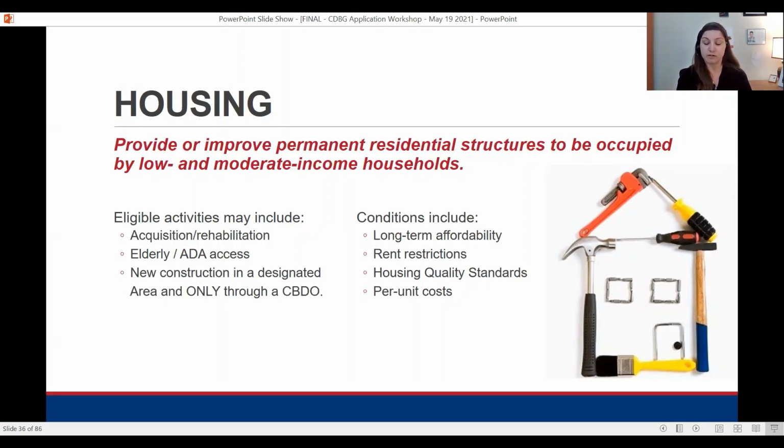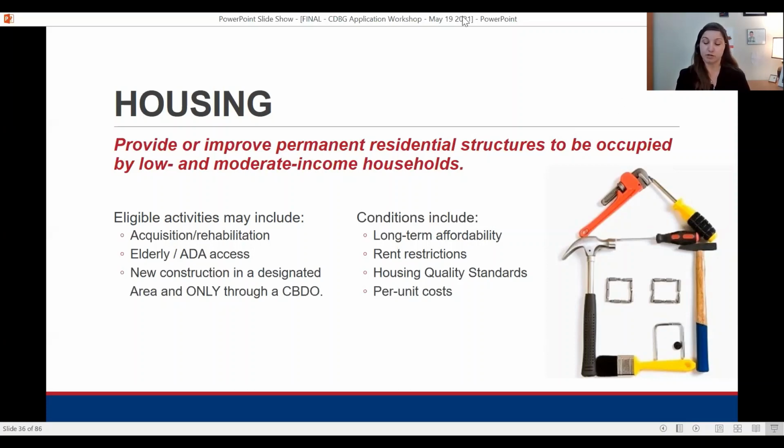Eligibility is very nuanced, but activities include, but are not necessarily limited to, acquisition and rehabilitation of housing, elderly or ADA access, and new construction in a designated area, and only through a federally recognized CBDO. A CBDO is a community-based development organization, and this is again a federal certification. If you are an organization that is interested in seeking the certification, we encourage you to reach out to our office, and we will help go through what is required to become an eligible CBDO.